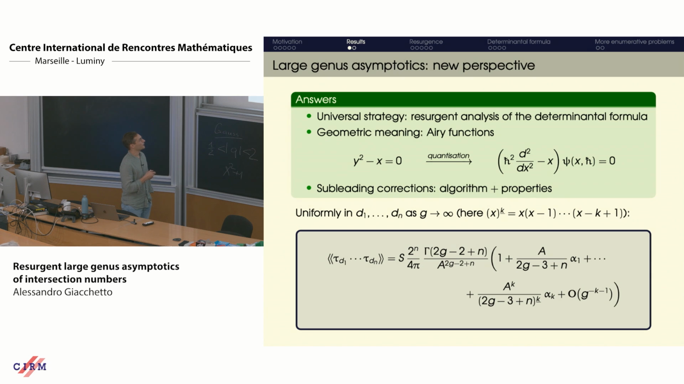So the large genus asymptotics of the intersection numbers is given by this formula here, which is an improvement of Agarwal's formula in the sense that we have these subleading corrections. And here I left these values S and A like this, but the main point here is that we also get an explanation for these values, S, A, and all these alphas.